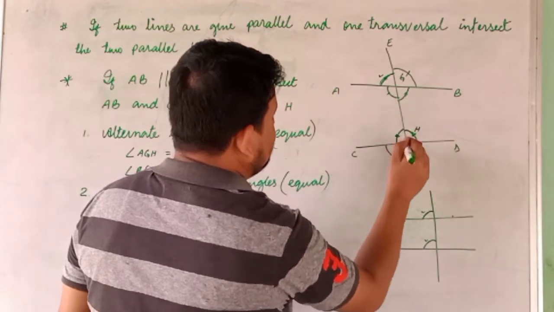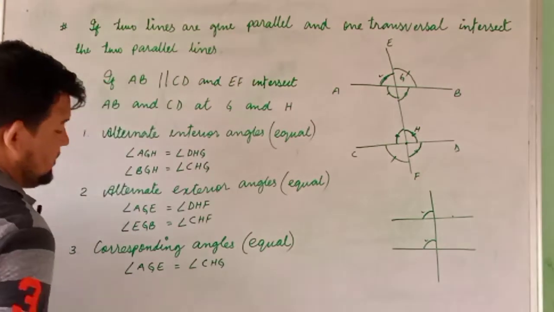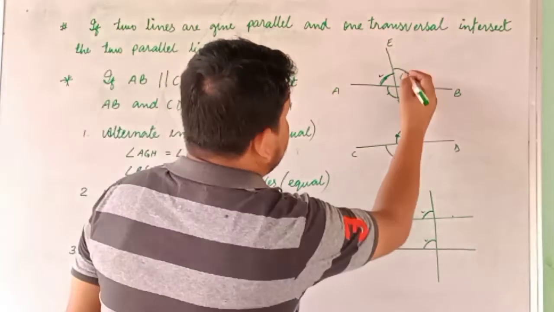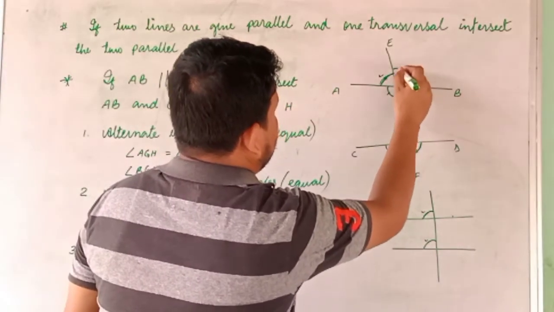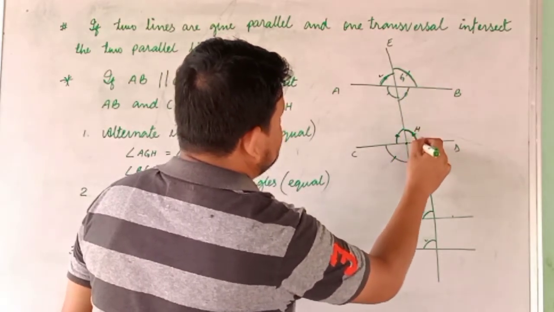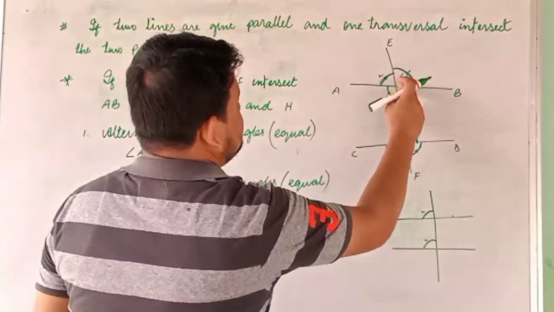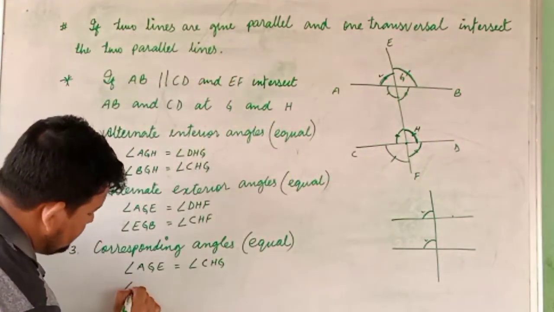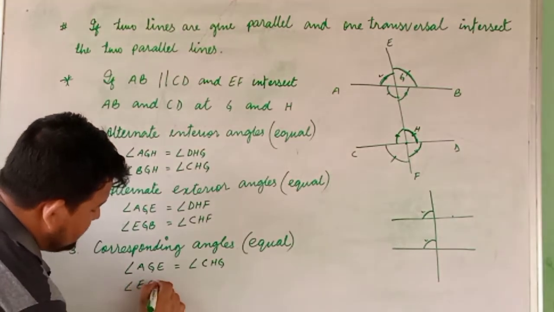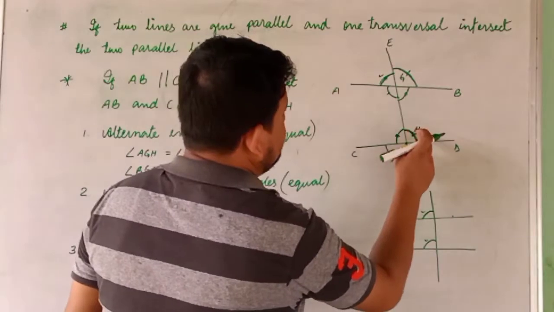CHG, this angle. And also what I can say? This angle is also a corresponding angle to this angle. So we can write this angle and this angle are equal. That means angle EGB is also equal to this angle now.